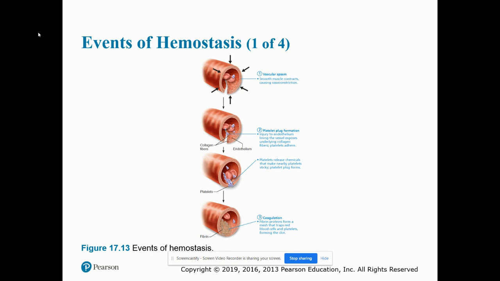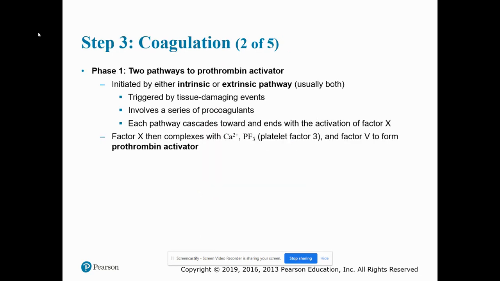Again, just as a little review before we continue on with coagulation, we have vascular spasm, so smooth muscle contracts, causing vasoconstriction. Platelet plug formation, so platelets adhere, they release their chemicals, attracting more platelets to adhere and release their chemicals. And then finally coagulation, which is going to involve fibrin, and we will continue on. So phase 1, what you're trying to do is get to something called prothrombin activator. And there are 2 different ways to get there.